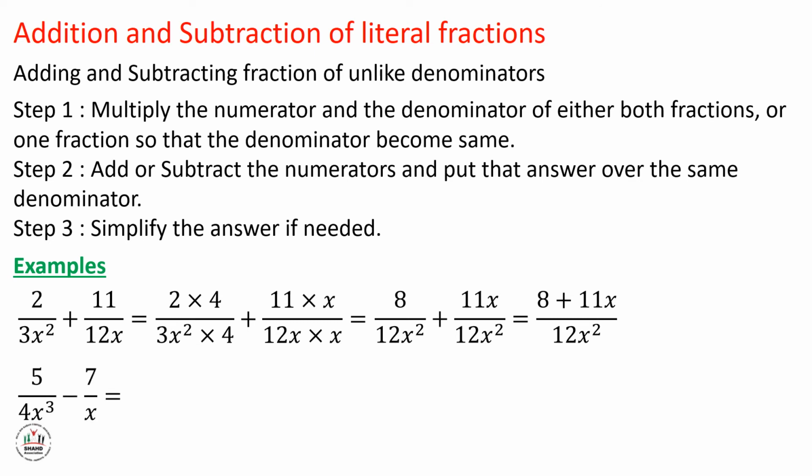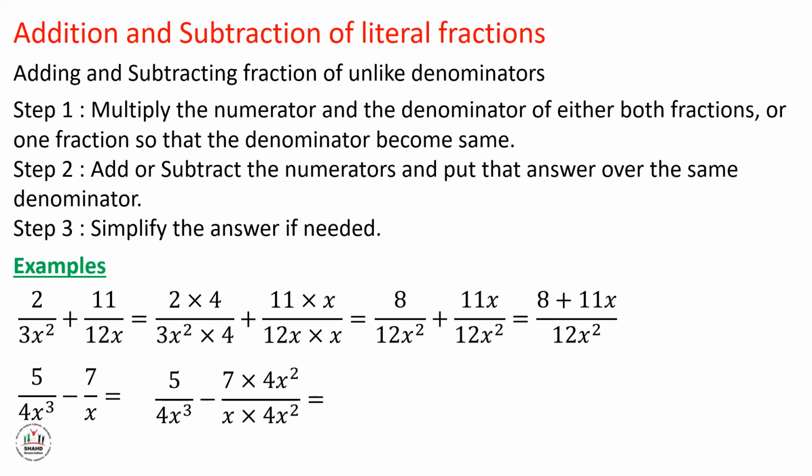5 over 4x cubed minus 7 over x. Again, we need to make the unlike denominators the same denominators. So we need to multiply the numerator and the denominator of the second fraction each by 4x squared. And we keep the same fraction as it is, 5 over 4x cubed. We have nothing to do with the first fraction. But we can change the form of the second fraction. We are not changing the value of the fraction, we are only changing the form of the fraction.